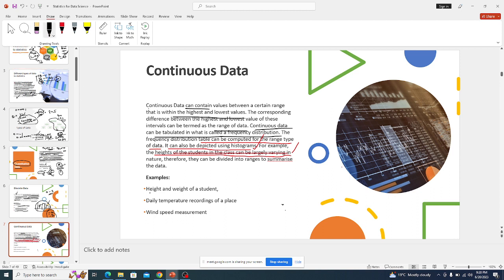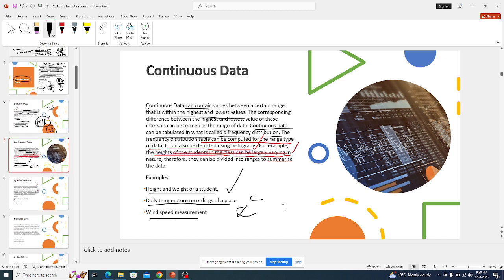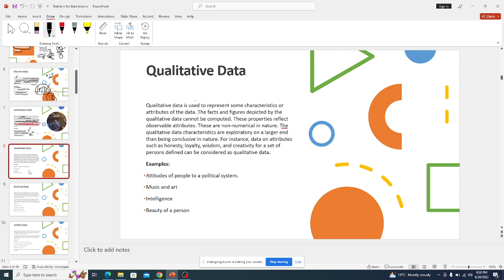We have height and weight of a student, which are continuous in nature. Then we have daily temperature recordings, which are also continuous. We also have wind speed measurement, which is also continuous in nature. Any question? Any question about the discrete, that is about the quantitative data types? Any question on quantitative?